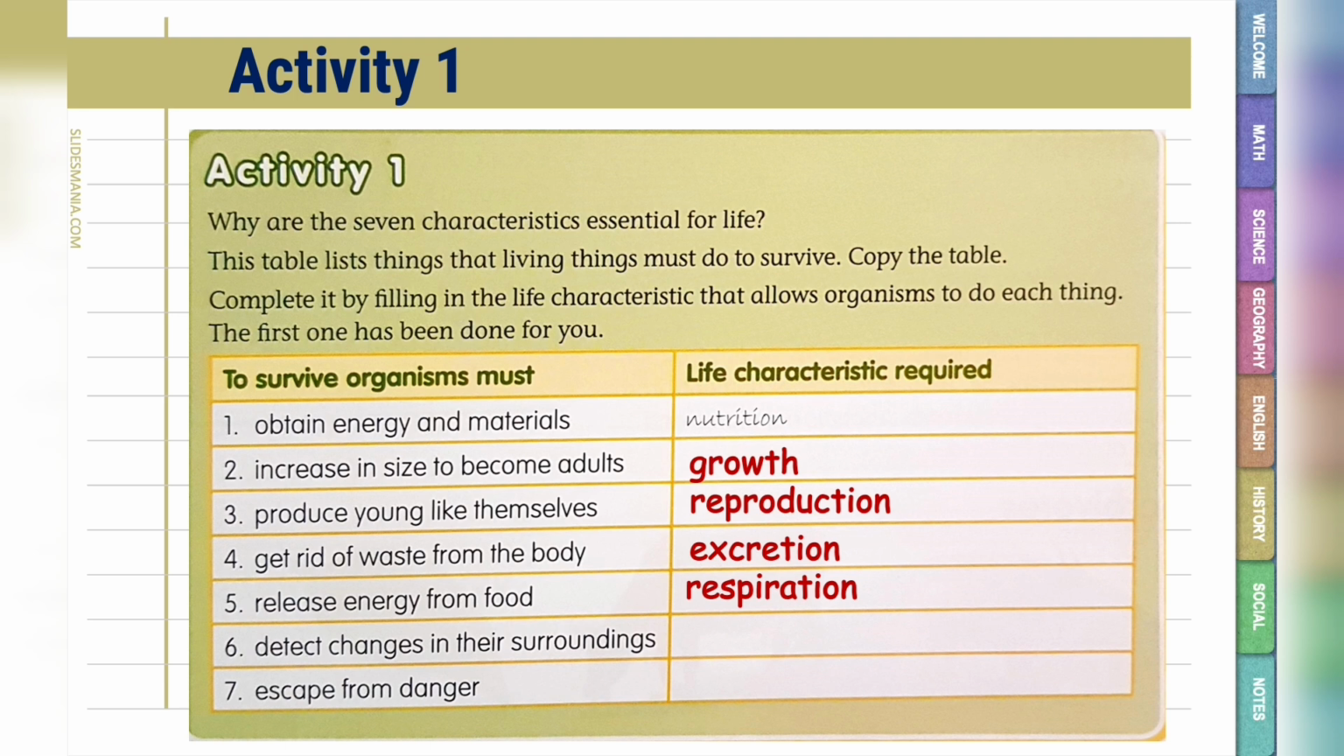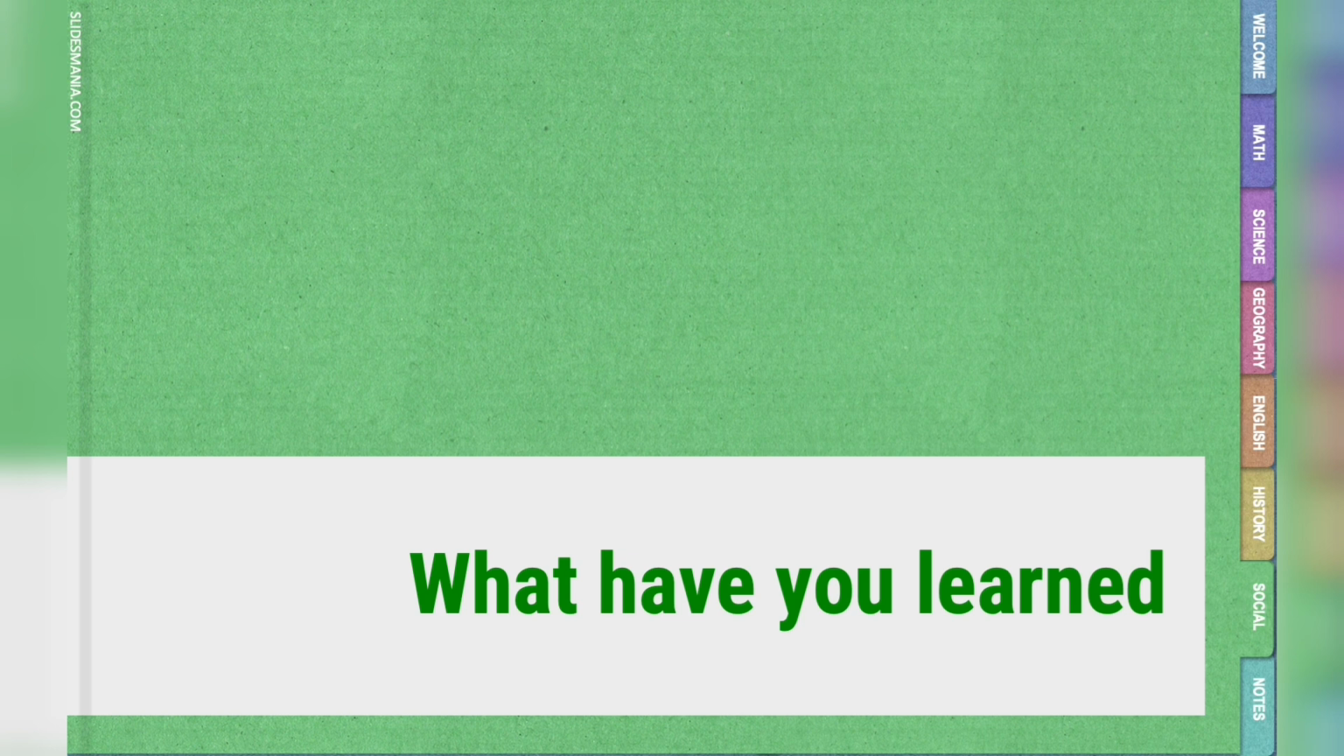Now number 6, detect change in their surroundings. How do you know what's happening in their surroundings? Because we can sense. Sensitivity. And escape from danger, movement, because they can move, they can escape, right? So we learned the 7 life processes today. I hope you all understood, right? So if we can do the what have you learned part of your pupils book, let's move on to that.